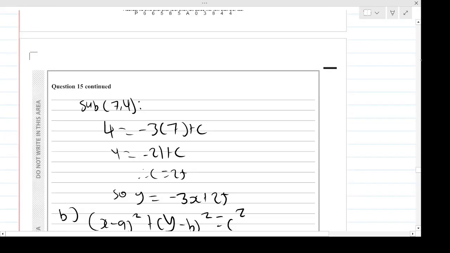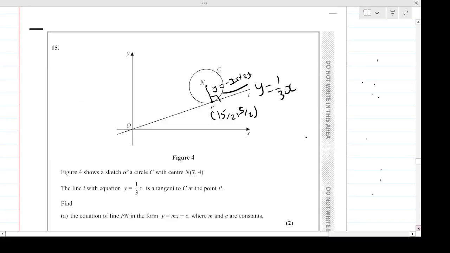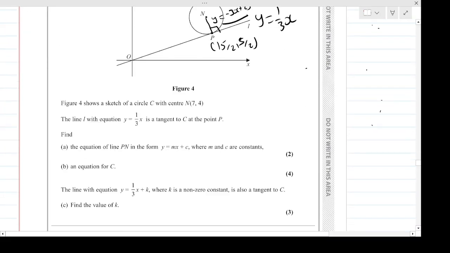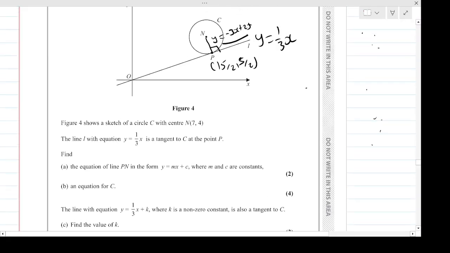Then it says the line with equation y = (1/3)x + k is now also a tangent to C. Find the value of k. There are many ways you could approach this, actually. Quite a tricky part, right? One of the trickier parts of the paper.